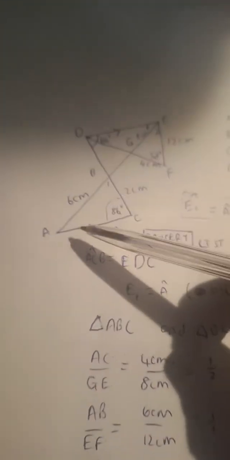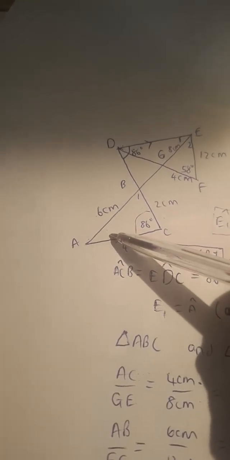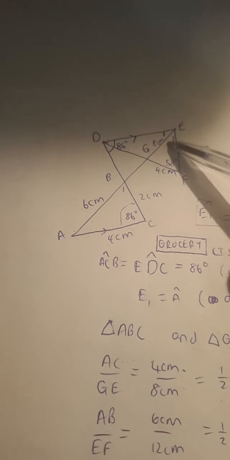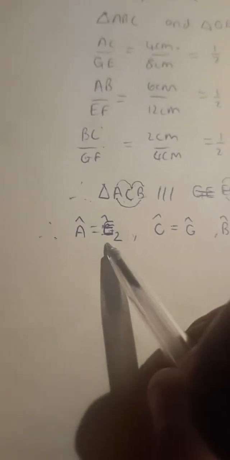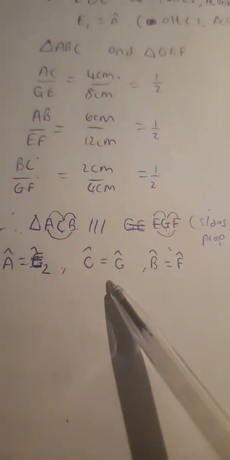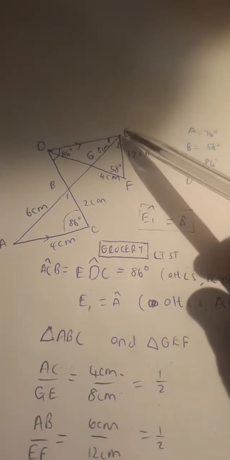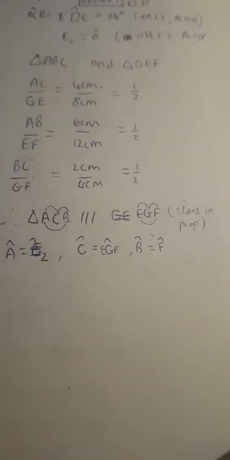Now, since we know that angle A is equal to angle E, specifically, which angle E are we talking about? We need to be specific here. If we look at the triangle, this angle A is equal to angle E2. So let's specify that it's E2 that we're talking about. Angle C is equal to angle G. Which G? We're talking about EGF, in that triangle.